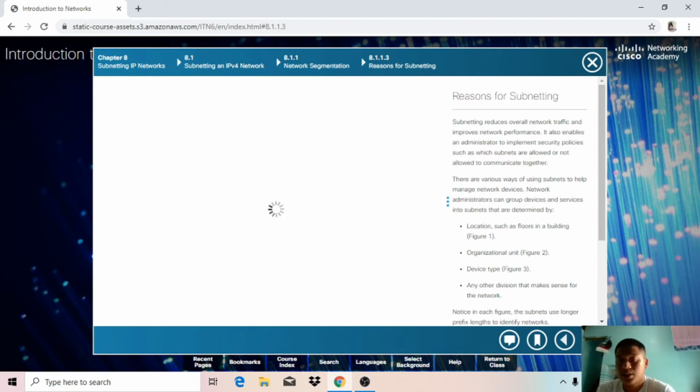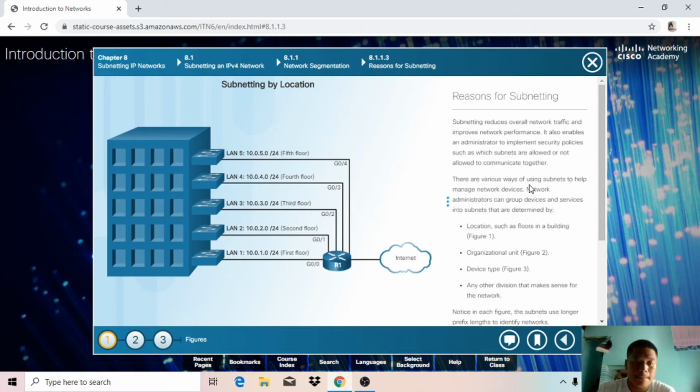So for the reason of subnetting, this is the meaning of the topic. Let's discuss. This is LAN 1, LAN 2, LAN 3, LAN 4, and LAN 5. Networks can be divided by location, such as the floor and the building in figure 1, by organizational unit, by device type, or by any other division that makes sense for the network.